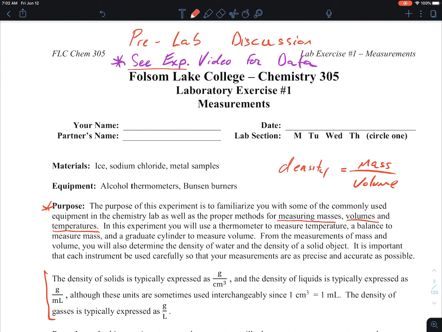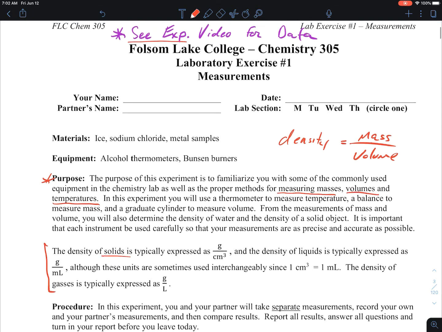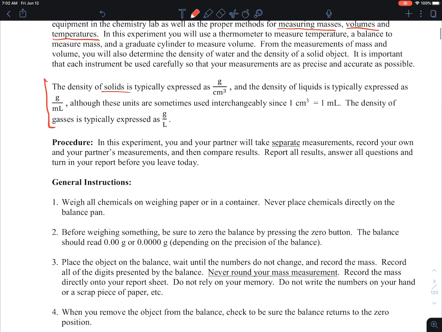This stuff here is important. It gives you some background on the units. Just remember that for solids, we typically look at the units of density in terms of grams per centimeter squared, and then it's different for gases and liquids.